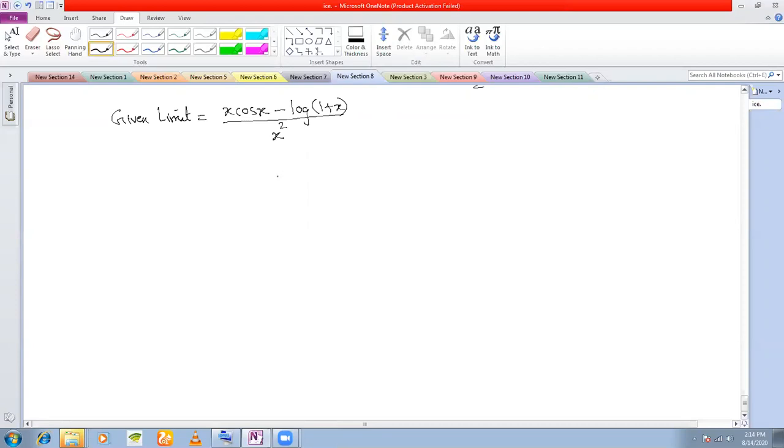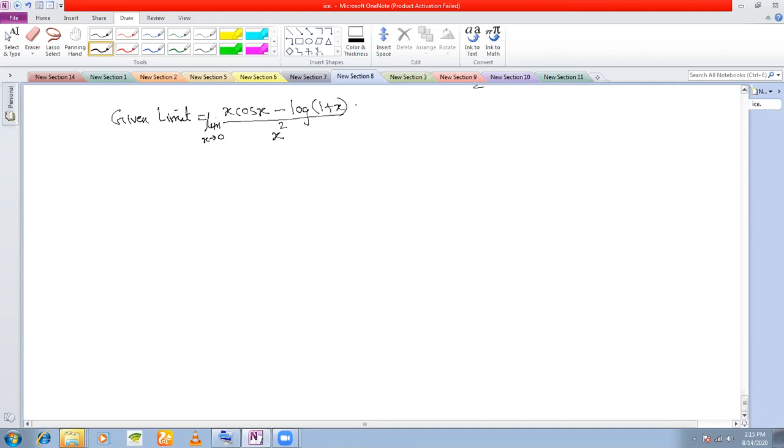Okay. Now, do you remember that limit log 1 plus x divided by x? Sir, we have not written limit x tends to 0. Yes, yes. We have not written limit x tends to 0. Oh, yes, the limit x tends to 0. What was that limit? 1 by x log 1 plus x. Oh, but then that is not that form.